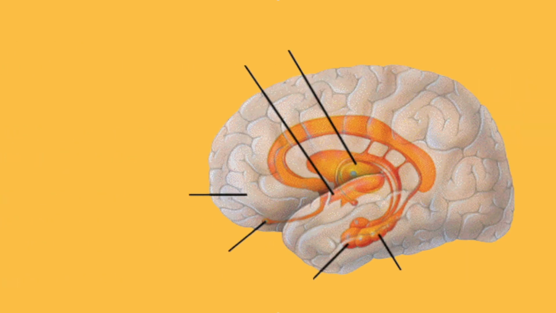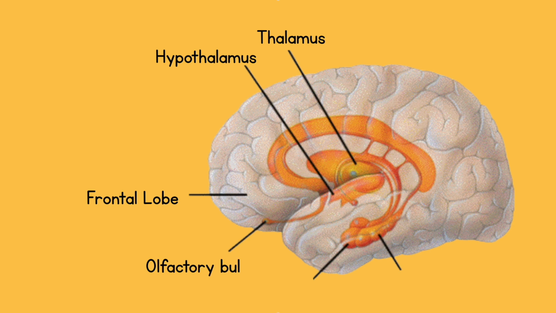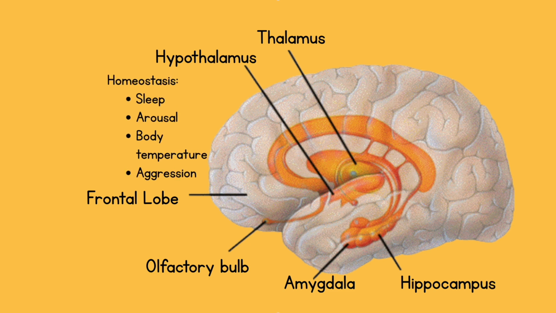Moving forward, there are just a couple more structures I want to highlight in the brain. This is looking at these specific structures internally from another angle. So again, we have the thalamus here. We also have the hypothalamus, which has a slightly different function from the thalamus. We have the frontal lobe. We have the olfactory bulb, the amygdala, and the hippocampus. The hypothalamus has everything to do with homeostasis, keeping balance and rhythm within your body.